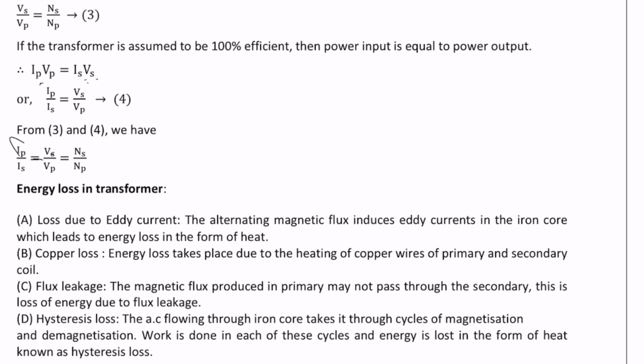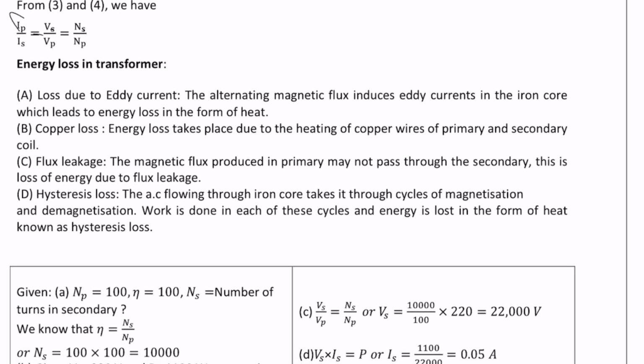Voltage and number of turns are directly related. Vs is directly proportional to Ns, but I is inversely proportional to the number of turns, correct? Okay. So energy loss. Now, first of all, what is eddy current loss?